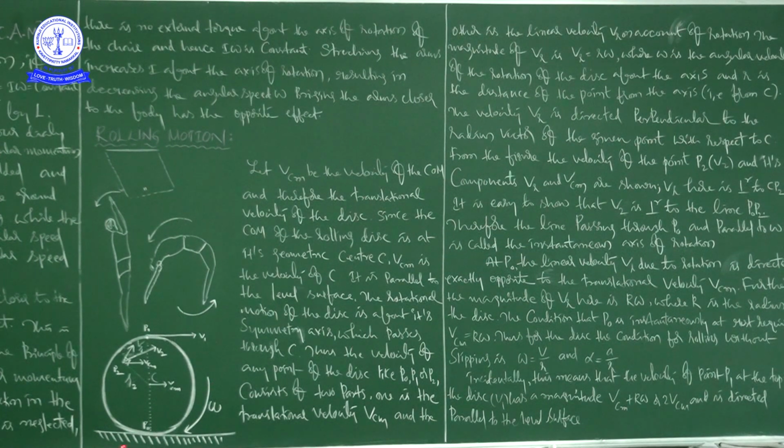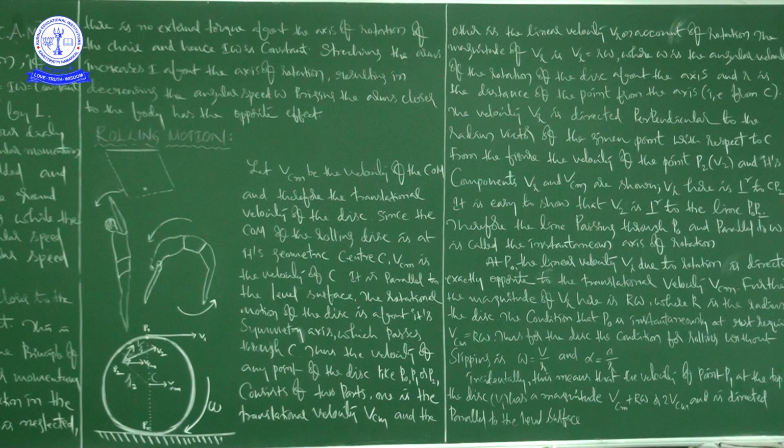At P0, the linear velocity VR due to rotation is directed exactly opposite to the translational velocity VCM at this point. Further, the magnitude of VR here is R omega, where R is the radius of the disk and omega is the angular velocity. The condition that P0 is instantaneously at rest requires VCM equal to R omega.